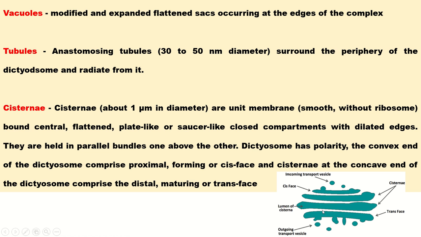The cisternae are arranged in parallel bundles, one above the other, and in between cisternal spaces are there. Dictyosome has polarity. The convex end of the dictyosome comprises the proximal forming or cis phase, and the cisternae at the concave end of the dictyosome comprise the distal maturing or trans phase. So this is the concave side, which is the trans phase, and this is the convex side or the cis phase.